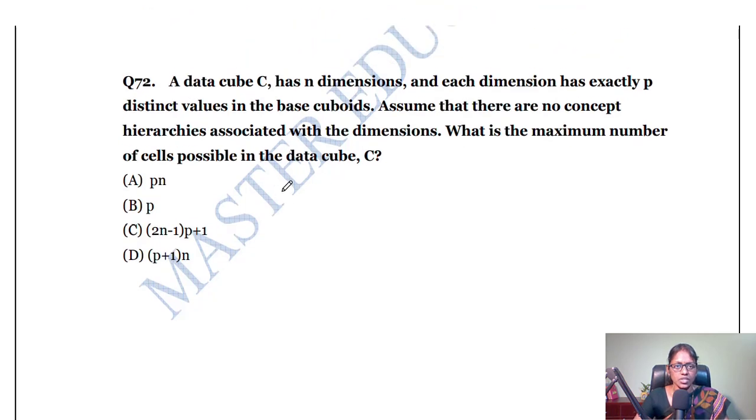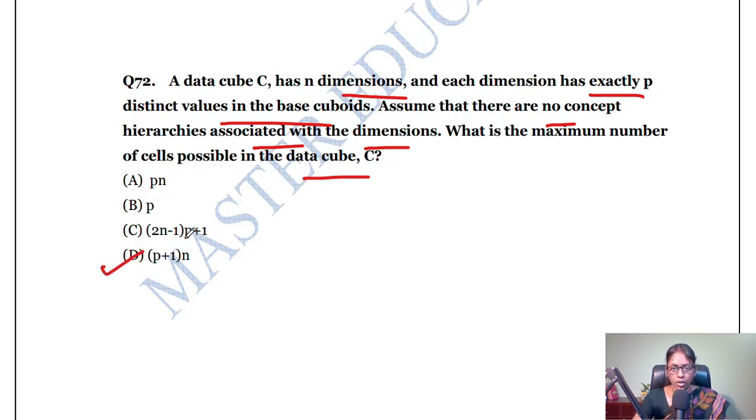The next question is, a data cube C has n dimensions and each dimension has exactly p distinct values in the base cuboid. Assume that there is no concept hierarchy associated with the dimensions. What is the maximum number of cells possible in the data cube C? It is just a formula we have to remember: (p plus 1) to the power of n.